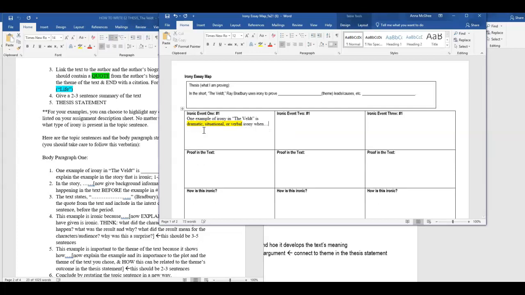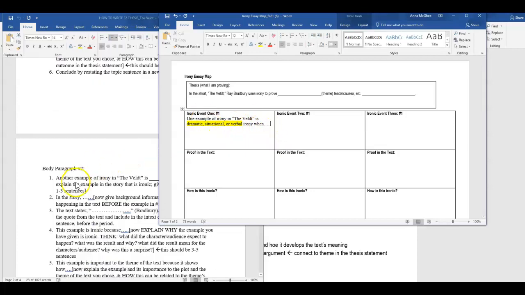And this can be 1 to 3 sentences. So you will fill in on your map what those are. Okay, you will get your sentence number 2 for this box from body paragraph 2, number 1, and then this one from body paragraph 3, number 1.